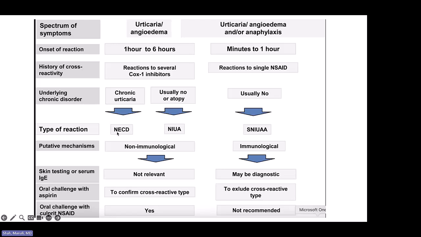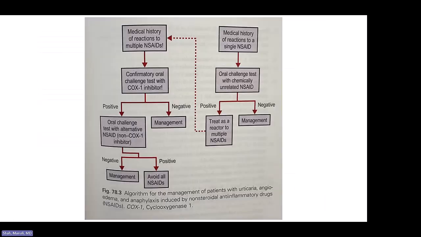NSAID-exacerbated cutaneous disease will have patients with underlying chronic urticaria. NSAID-induced urticaria angioedema usually has no underlying chronic disease, and maybe they have a history of atopy. I thought this was a nice chart that summarized those things. This was a chart from the Middleton's chapter, so it shows it a little differently, and says how to manage these patients. If they have a reaction to a single NSAID versus multiple NSAIDs, you do a challenge, either to the medication they had the reaction with, or if it's a single NSAID, to a chemically unrelated NSAID to see if they tolerate that.